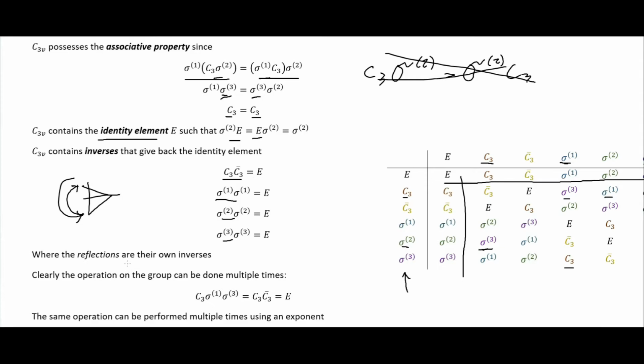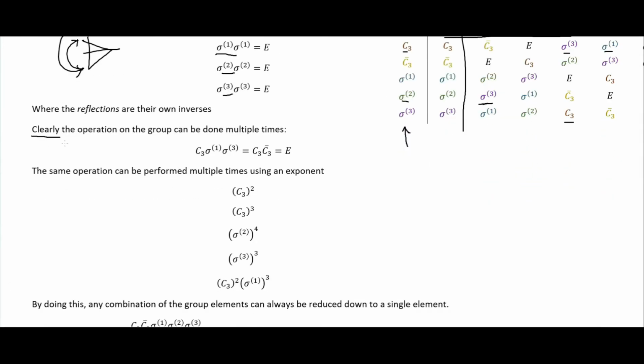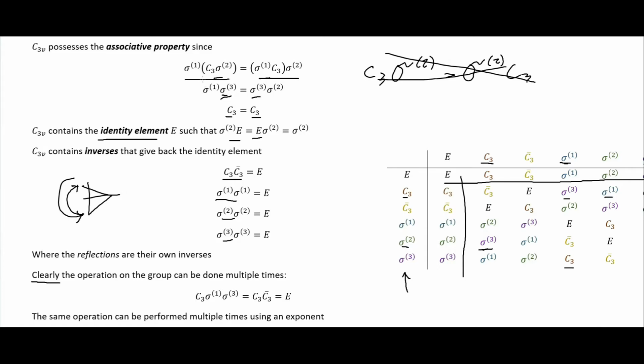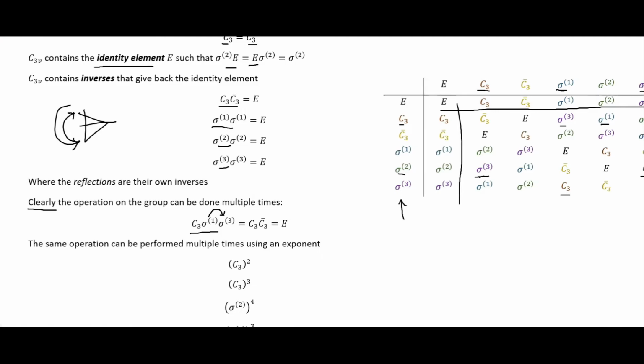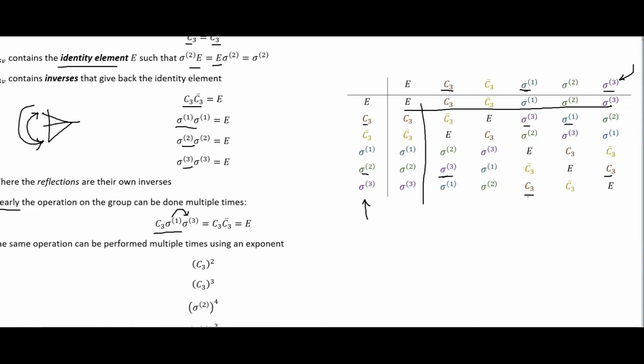And so as we have already seen, which is why I put "clearly" here, if you read a lot of math books, they like to use things like "clearly" and "obviously" a lot. I try to steer away from that, but since we've already done multiple here, we clearly know that we can do multiple of these operations in a row, so more than 2. So we have C3, sigma 1, sigma 3, so we start from the right, so sigma 1 acting on sigma 3. So if we look up at our table, sigma 1 on sigma 3 gives us this C3 here.